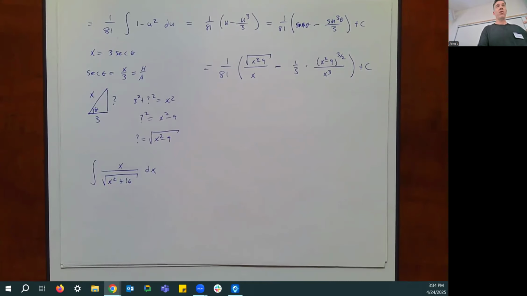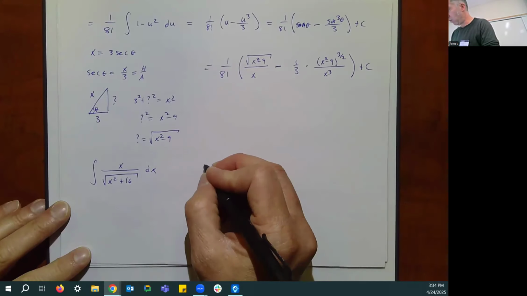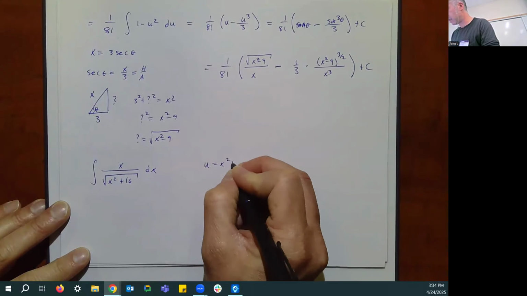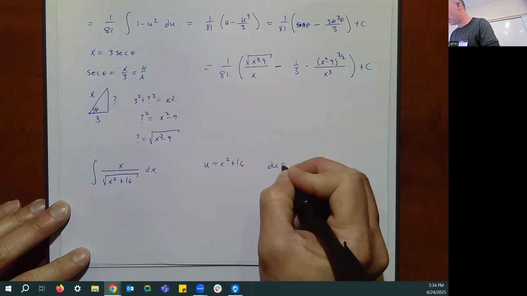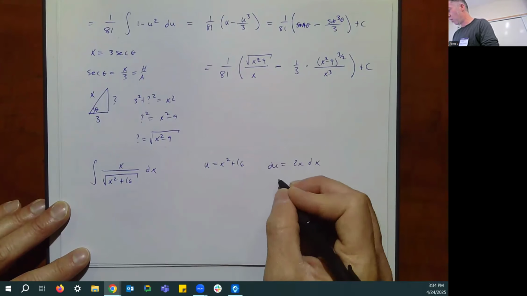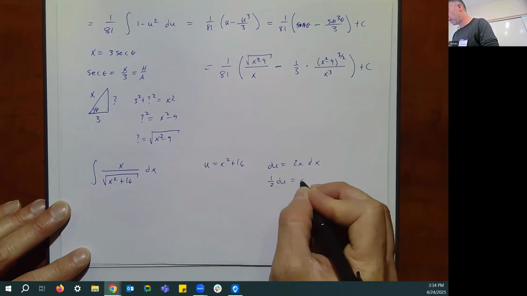And in this example, we could for sure do an easy u sub because the top is essentially the derivative of the inside of the square root. So you should always rule out a u sub before you start trying trig sub. So here we'd let u equal x squared plus 16. Your du would be 2x dx. 1/2 du is equal to x dx.